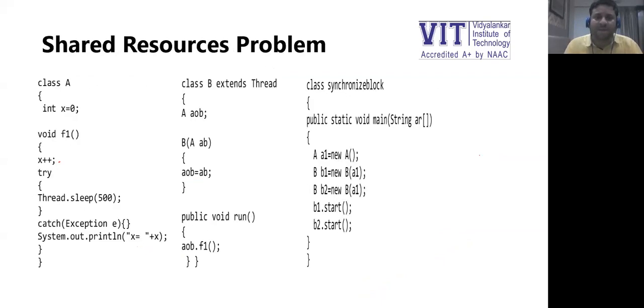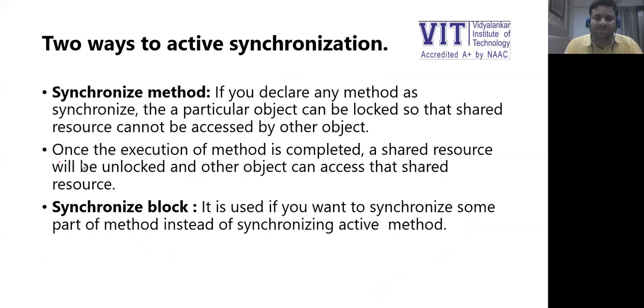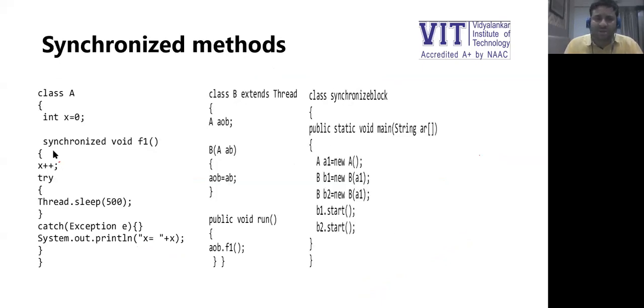Now consider this example. Everything is the same. The only thing is that the F1 function is now declared as synchronized. Everything else remains the same. We call it a synchronized method. Now what happens is, when b1.start is called, control goes to the ready, runnable state.